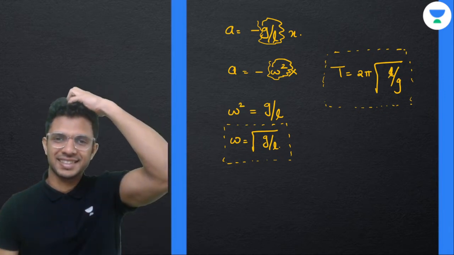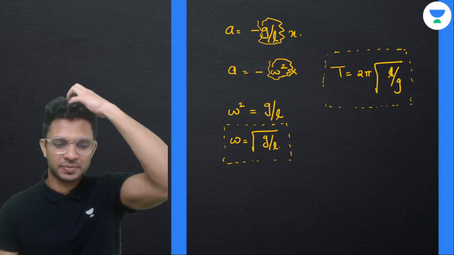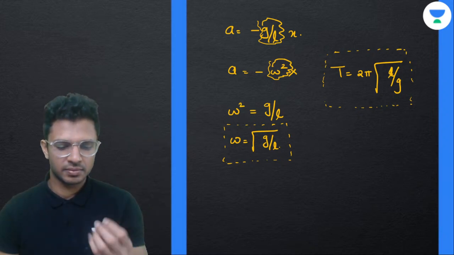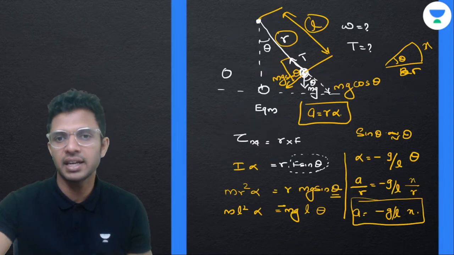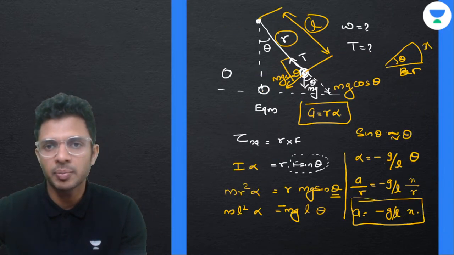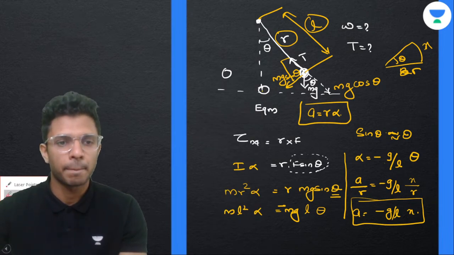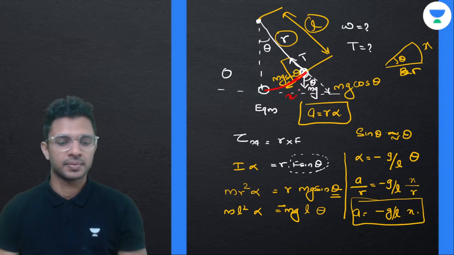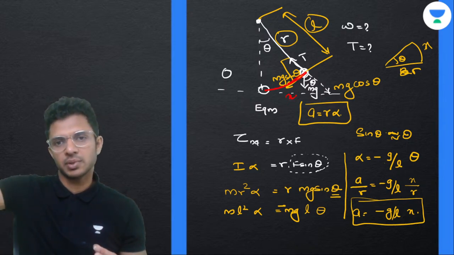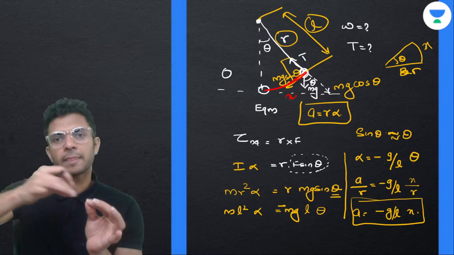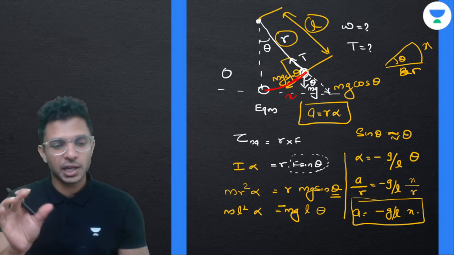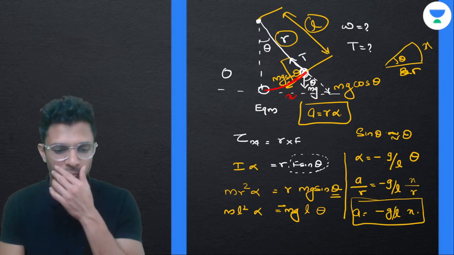Clear? Is the concept clear? Okay, so Amandeep is asking, sir, what is x? Dekh le, can you see if the particle is here, and from this if the particle is moved to the right extreme like this, can you see that arc length here, which will correspond to the displacement along that circumference, isn't it? So that arc length or that displacement along the circumference we mark as x in the case of simple pendulum.